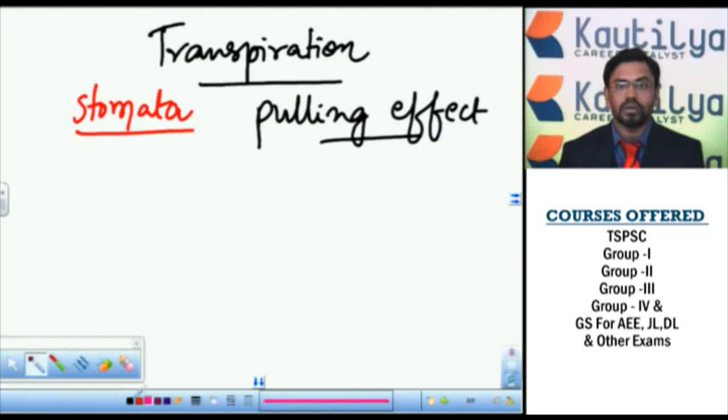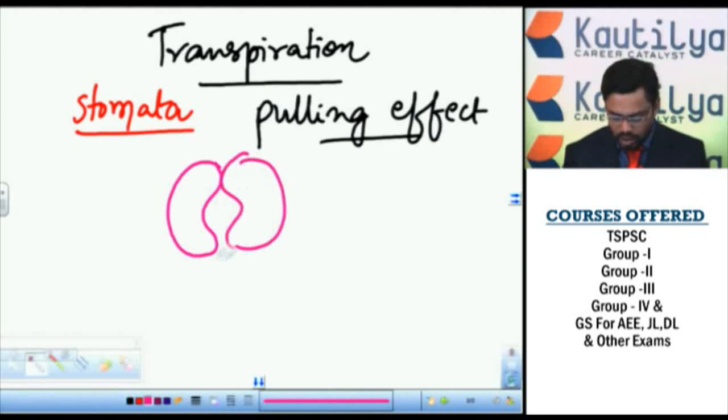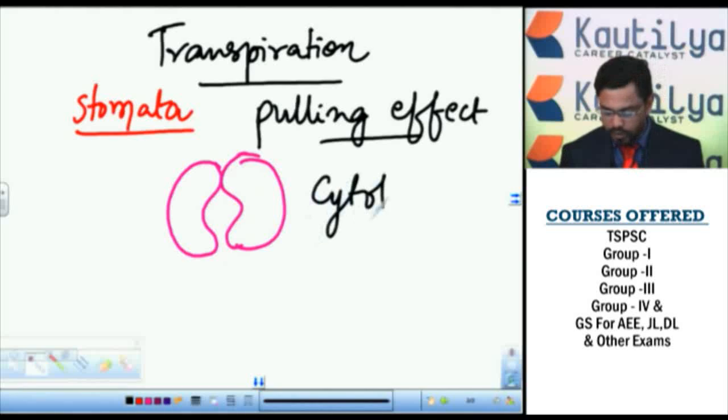These stomata are present on the surface of the leaf. The stomata contain bean-shaped cells called guard cells. The rate of transpiration depends on the opening and closing of the stomata. The stomatal opening and closing is regulated by a phytohormone called cytokinin and potassium ions, K plus ions.